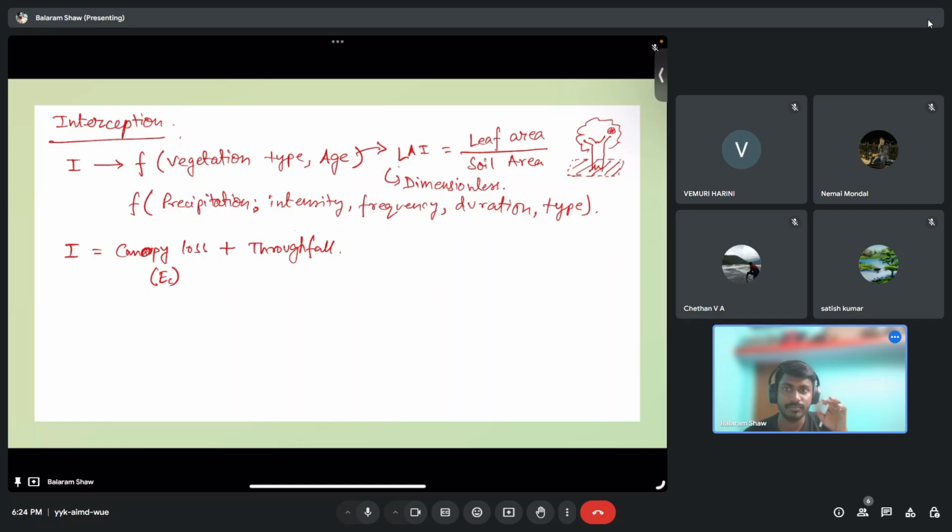So all these things have been discussed in the lecture. So what we do, we take one sample and then we cover the stems and then we see how much interception is happening from that. After that, we'll collect that sample and weigh that sample of the forest floor, and then we'll see how much interception has happened.